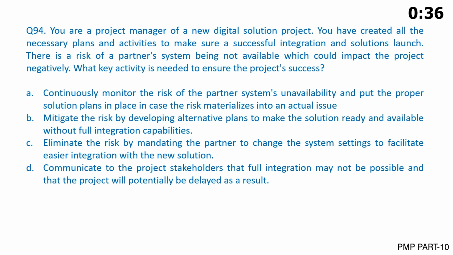A. Continuously monitor the risk of the partner system's unavailability and put the proper solution plans in place in case the risk materializes into an actual issue. B. Mitigate the risk by developing alternative plans to make the solution ready and available without full integration capabilities. C. Eliminate the risk by mandating the partner to change the system settings to facilitate easier integration with the new solution. D. Communicate to the project stakeholders that full integration may not be possible and that the project will potentially be delayed as a result.